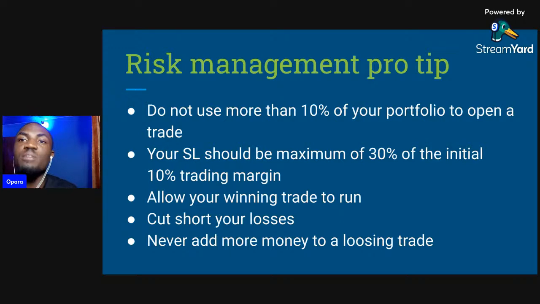So the first trading tip is: do not use more than 10% of your portfolio to open a trade. Normally you're going to hear people tell you to use 1%, but do you know why I choose 10%? I need to be truthful to myself that at the moment my capital is not so huge. If my capital is $100 and I use 1%, that is $1. Imagine having only $100 and using $1 to open a trade. I'd just be wasting my time.